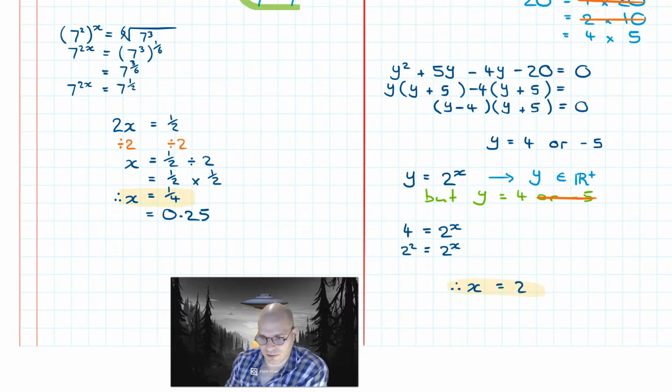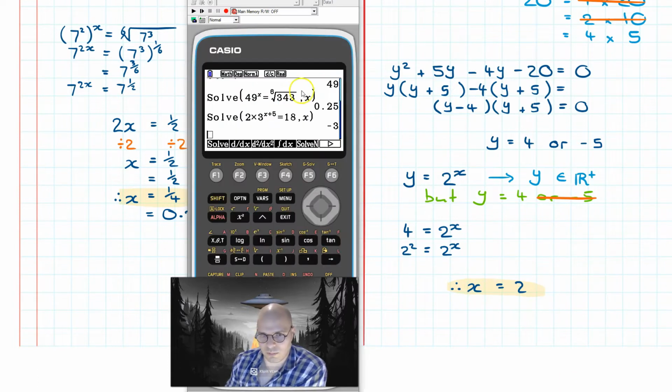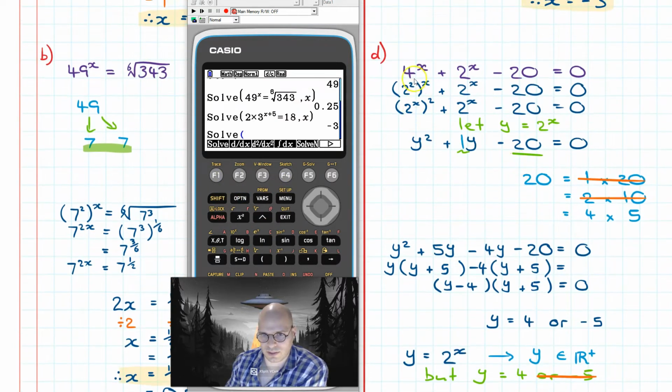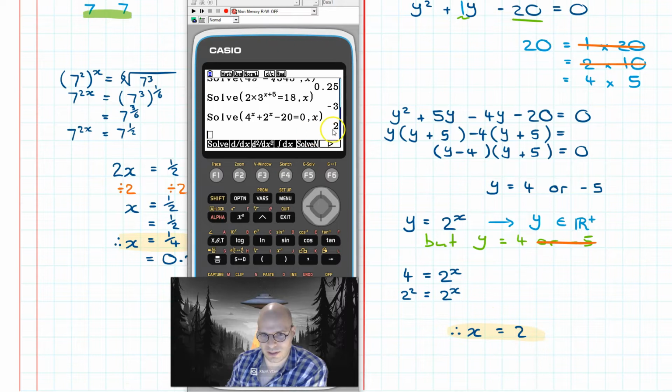Checking, of course, that this is indeed the correct answer, I bring my calculator up, I go to Option, Calc, Solve, and I'm going to key in the initial problem here. 4 to the power of x plus 2 to the power of x minus 20 is all equal to 0, and we are solving for x. I click execute. It takes a little bit longer, it's a tricky problem, but it indeed tells me that I've got x equals 2, so we're in agreement.